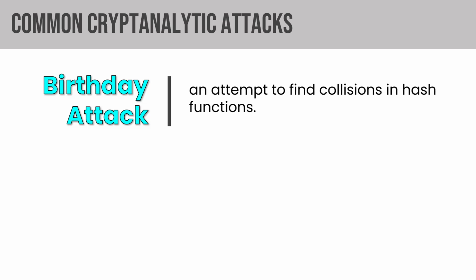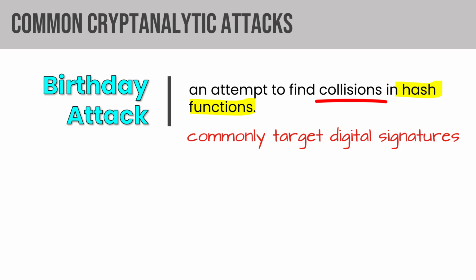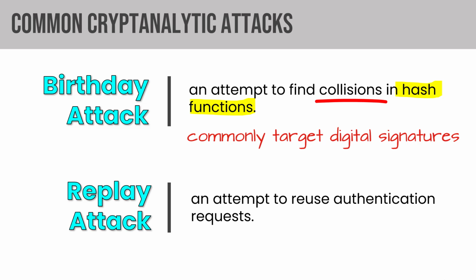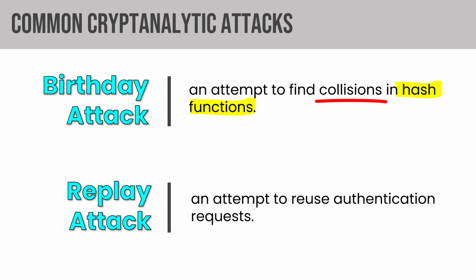Next up is the birthday attack, which is an attempt to find collisions in hash functions, commonly used in digital signature scenarios as a common target. And then the replay attack, which is an attempt to reuse authentication requests, as the description would indicate, commonly targeting authentication. So we can beat birthday attacks with long hash output, so essentially using effective hashing functions. So we wouldn't use MD5, for example, which is prone to collisions.